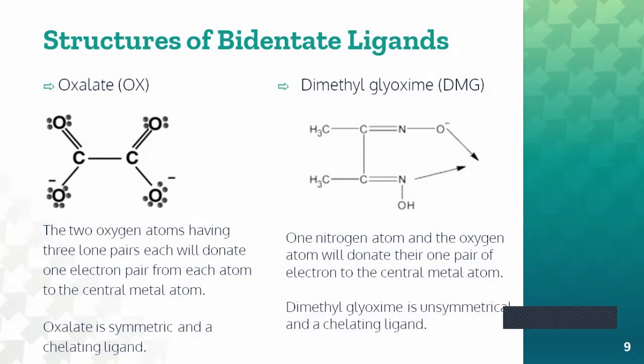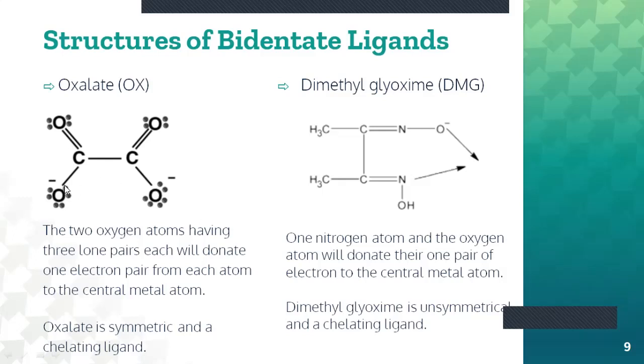The structure of some bidentate ligands. Look at the first structure, oxalate. The two oxygen atoms, having three lone pairs each, will donate one electron pair from each atom to the central metal atom. You can look here, these two oxygen atoms have a negative charge over them, and they have three lone pairs. So both oxygen atoms can donate an electron pair each. So there are two donor atoms available. Therefore, it is a bidentate ligand. Again, I have said that oxalate is a symmetric and a chelating ligand.